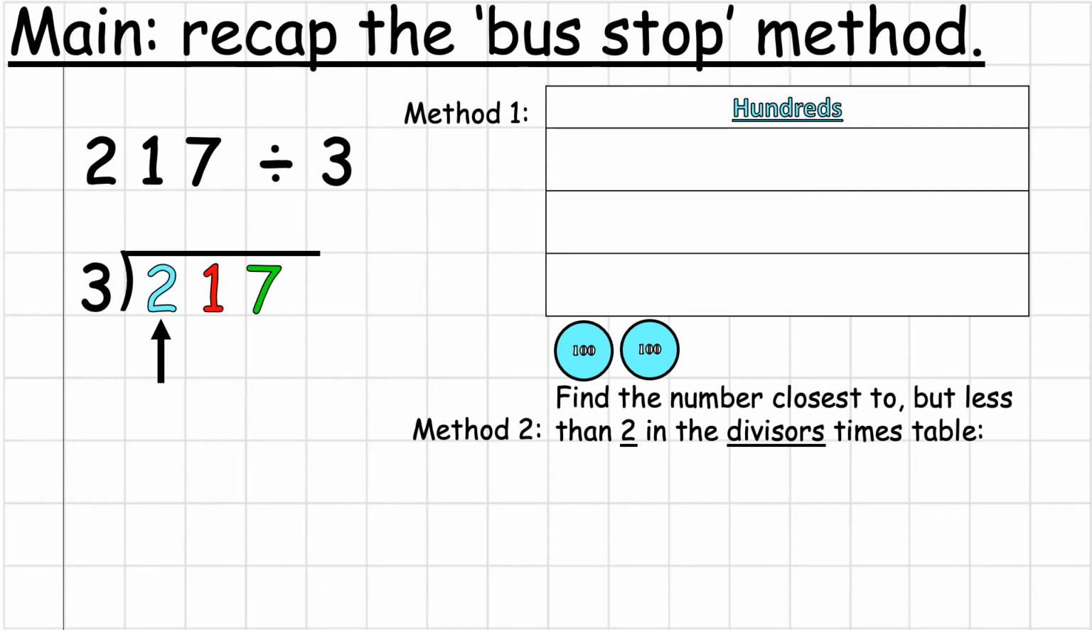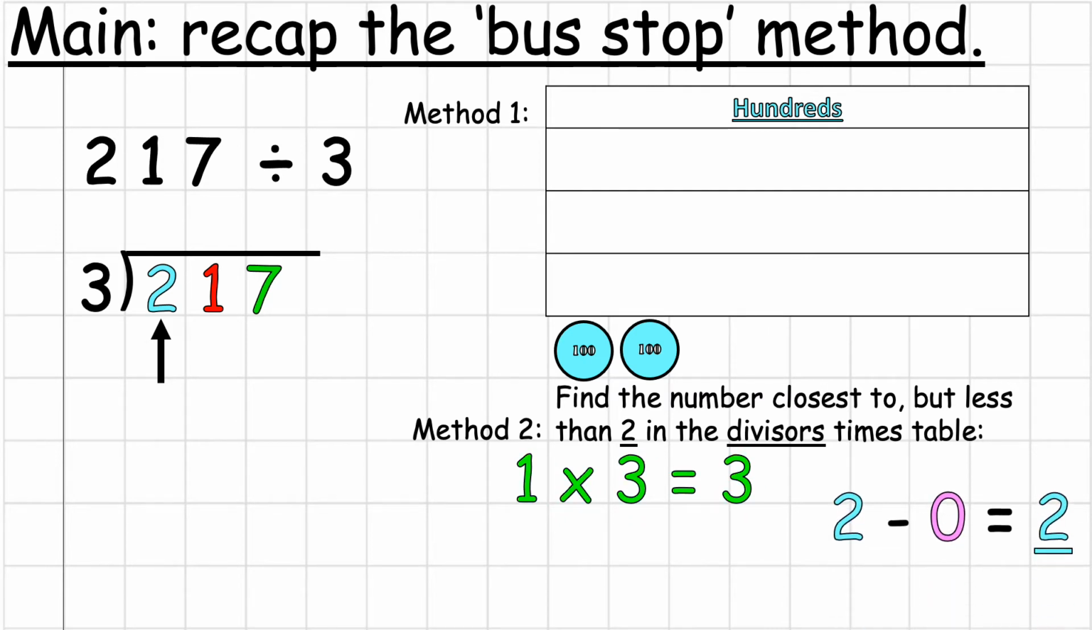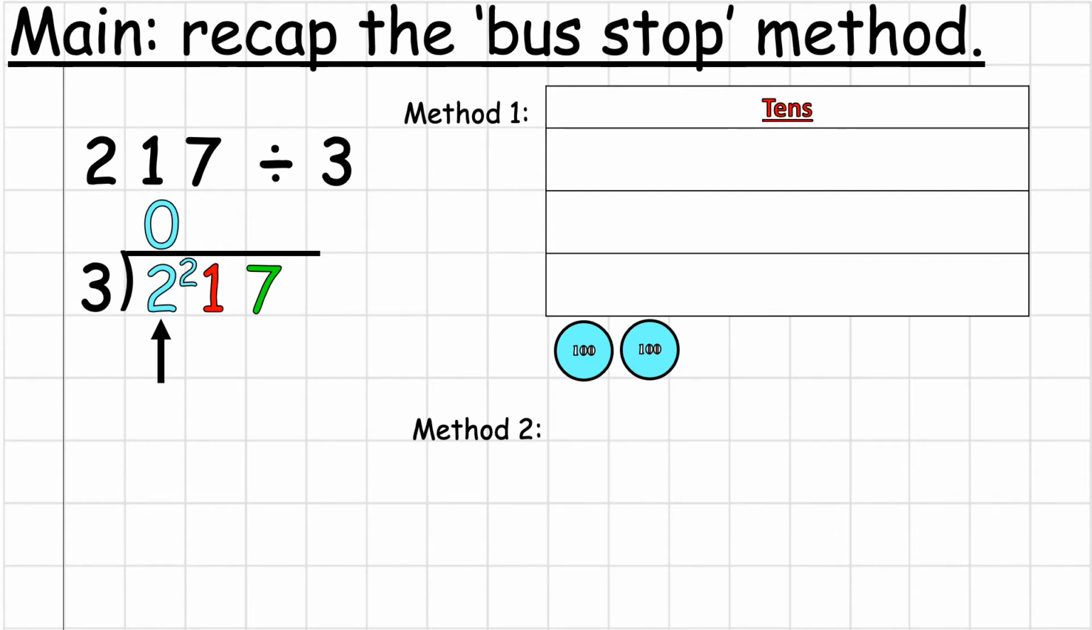So we're going to find a number closest to but less than 2 in the divisor's times table. Well, instantly, 1 times 3 is equal to 3. So that's too big. So we're now going to have to use 0 times 3, which is of course 0. So 2 take away the 0 times 3 equals 2. So there's 0 3's in 2, and there's 2 left over. So there we go. 0 3's in 2, and 2 left over. So now let's move on to the tens.